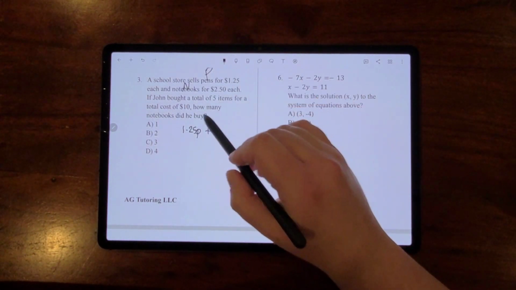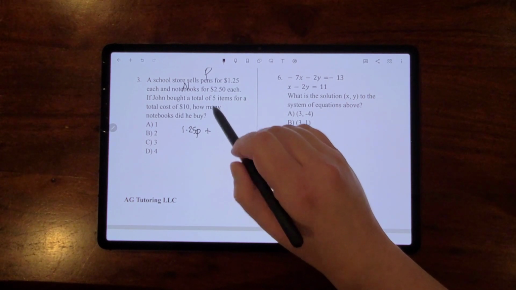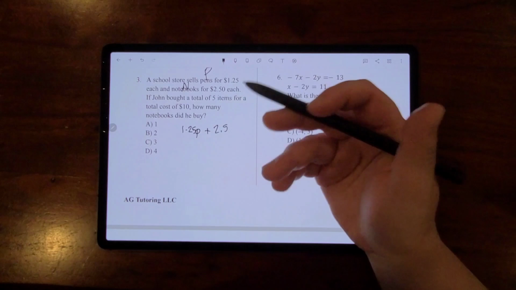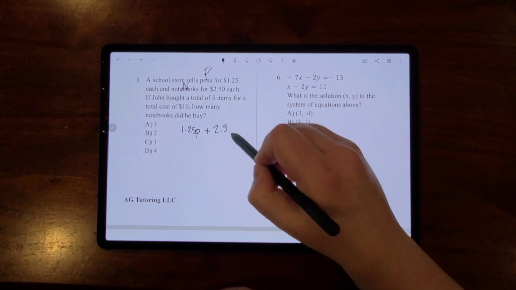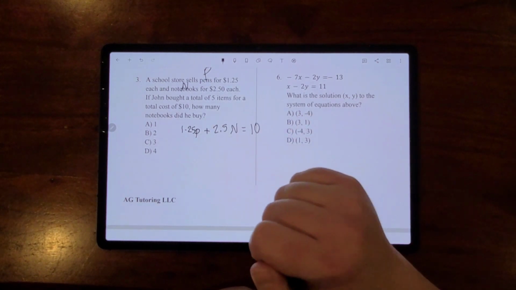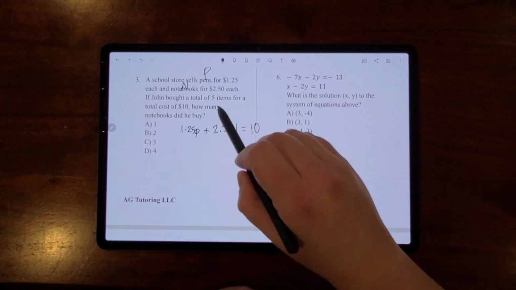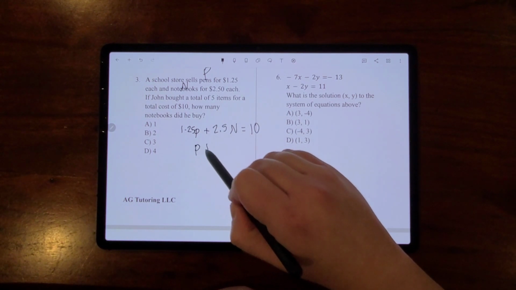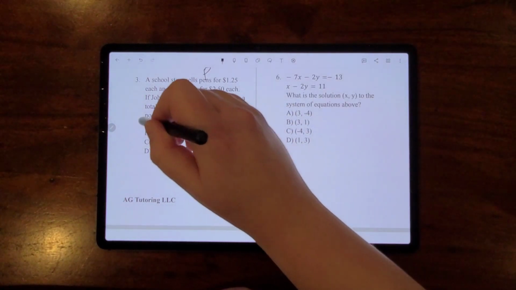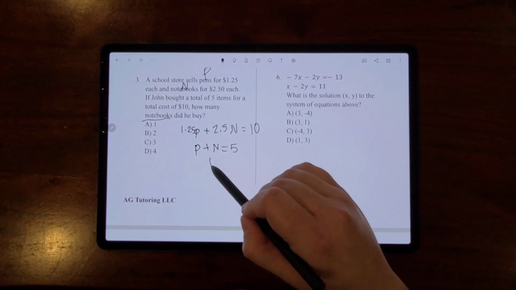But anyways, so it would be 1.25 times the number of pens you sell, and then for the notebooks, it would be 2.5. It could technically be 2.50, same thing, times the number of notebooks you sell, N, is going to equal the total cost, $10. So then if the total number of items is going to be 5, that means that the number of pens plus the number of notebooks equals 5. So now you have a system of equations, and you're trying to solve for what N is, the number of notebooks. So I'm going to get P by itself to do that.